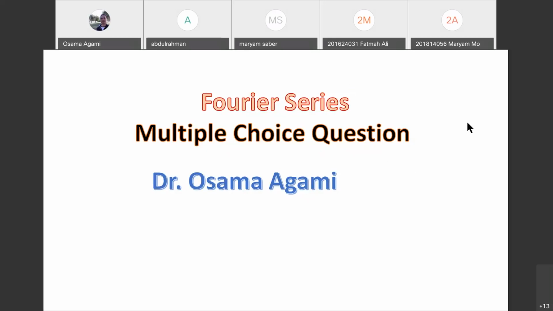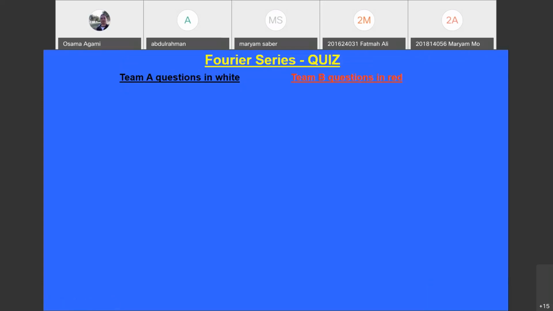Morning. We will start a Fourier series multiple choice question, and I should have two teams, one for male and one for female. Once the question appears on the left-hand side in your mobile or your calculator, one of the male will answer it, and on the right side, for the red color, one of the female will answer the question. You can answer using your voice, your mic, and also by chat. Let's go for the first one, please.